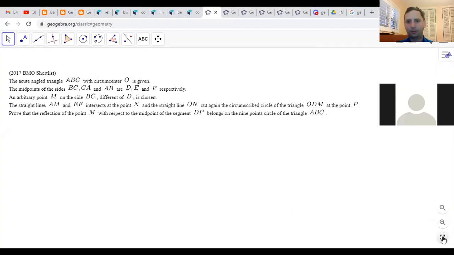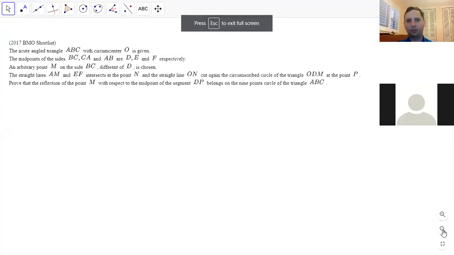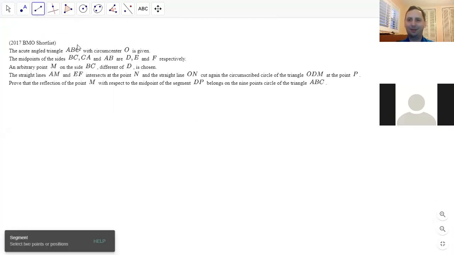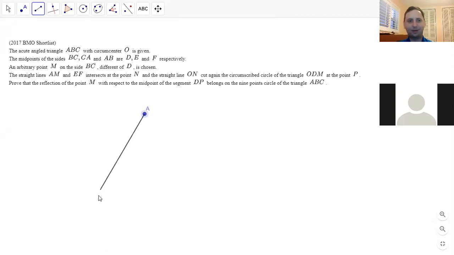All right, so this problem was from 2017. Oh, in case you notice, my background is different because I'm at my parents' house now instead of my own apartment. So, all right, we have an acute triangle ABC with circumcenter O.